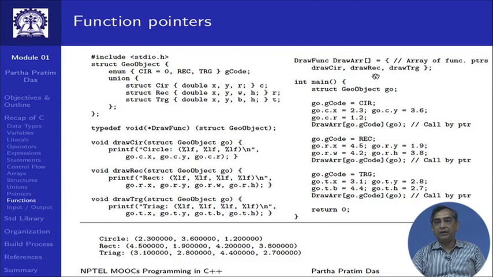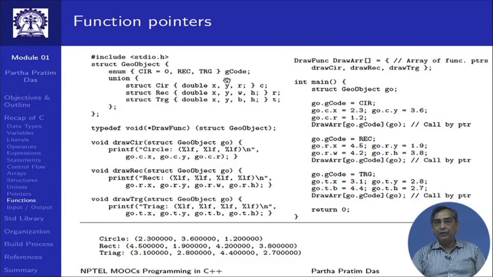So, these are just the function names, they are the function pointers, or in other words, these are the addresses where the respective functions start. So, this is an array draw ARR, which is an array of these function pointers. And what will we see? That the 0th entry in this is draw CIR, which is drawing the circle.